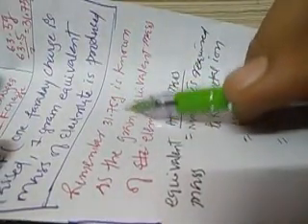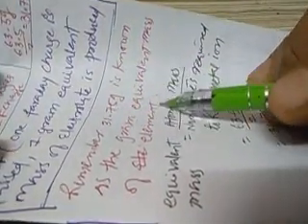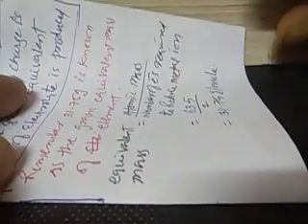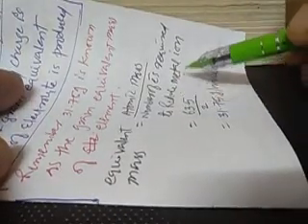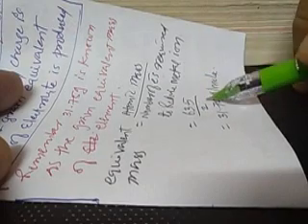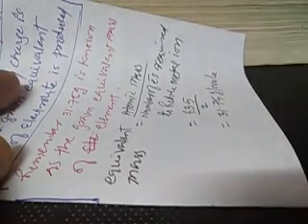Remember, this is known as the gram equivalent mass for copper, and by using this formula, equivalent mass is equal to atomic mass divided by the number of electrons required to reduce the metal ion, that is 63.5 divided by 2, and finally we get 31.75 gram per mole. Here we understand it very easily.